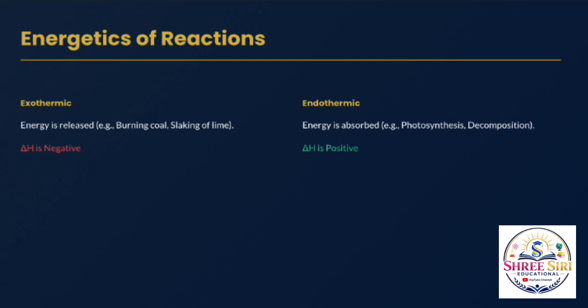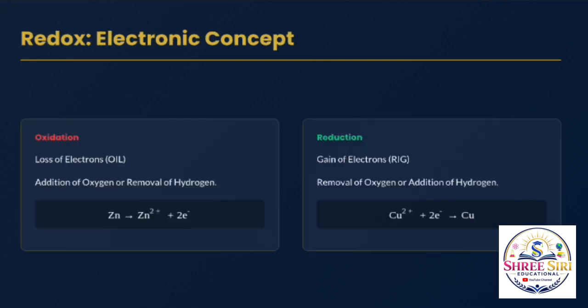And the next one is exothermic and endothermic reaction. When a chemical reaction takes place, if energy is released, then it is considered an exothermic reaction. Examples: burning of coal or slaking of lime. And in an endothermic reaction, the energy is absorbed. Examples: photosynthesis and decomposition reactions.